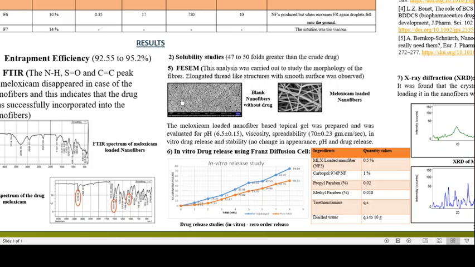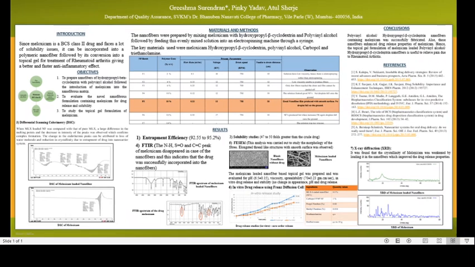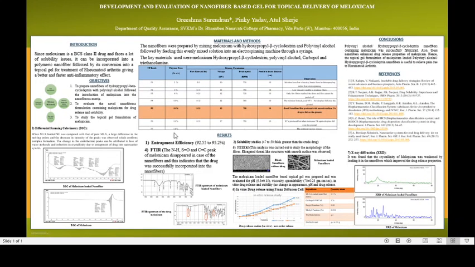The topical gel was evaluated for the in vitro drug release by using the Franz diffusion cell. If we see here, the orange line indicates the drug release of the crude drug meloxicam, while the blue line indicates the meloxicam loaded nanofibers. As we see, the meloxicam loaded nanofibers were found to have a better and enhanced drug release as compared to that of the crude drug meloxicam.